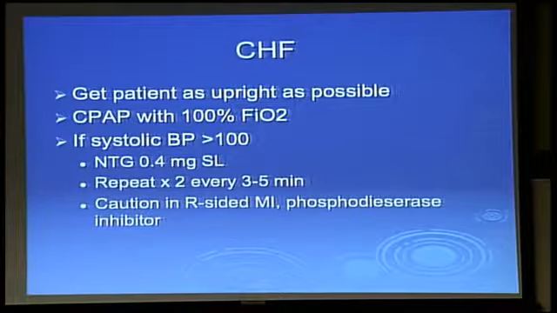If the systolic blood pressure is greater than 100, first line treatment is the nitroglycerin, and then you can repeat that times 2 every 3 to 5 minutes, with caution in someone in whom you suspect a right-sided MI, and in patients who are taking phosphodiesterase inhibitors. So those are the drugs for erectile dysfunction like Viagra and Cialis. And the change with this can be really dramatic, and the doses of nitroglycerin can be fairly high.